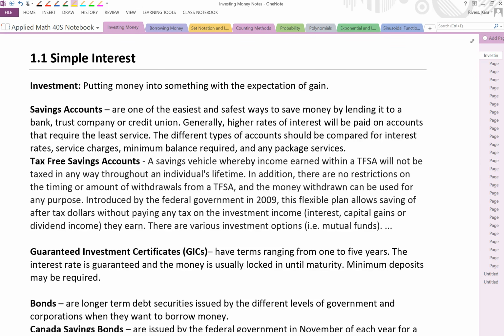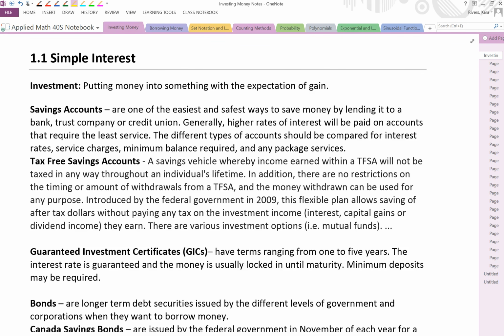In this lesson, we're going to learn about simple interest. It's our first topic in our investing money unit. So there's a bunch of terminology that you need to go through on these first couple of pages. It's important that you read through and understand what they mean, but also be able to go further than that.